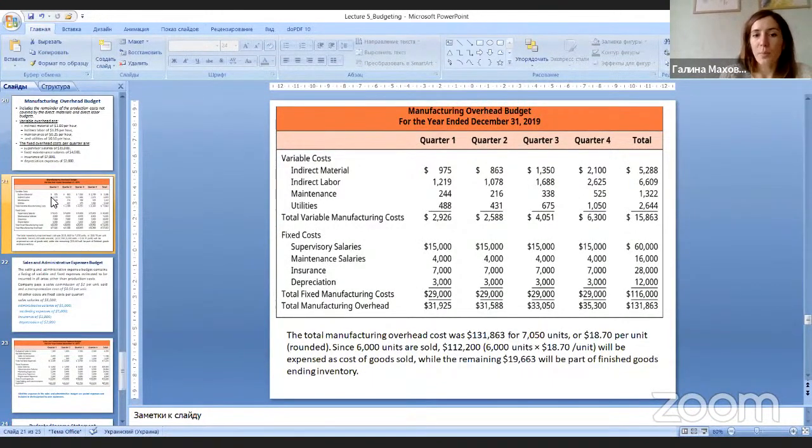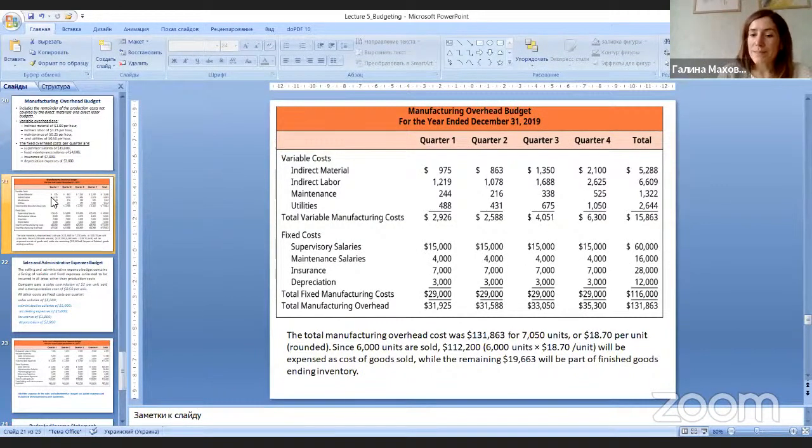And we have, for example, indirect material, indirect labor, maintenance, utilities, and these points are calculated according to the quantity of working hours. So it's related to the quantity of working hours that we calculate in the labor budget. And it changes because of the change of quantity of production and so on. And fixed cost stays the same during all periods. And we have total fixed manufacturing costs and total manufacturing overhead. So during the 1 year, we will spend $131,863 for this overhead.